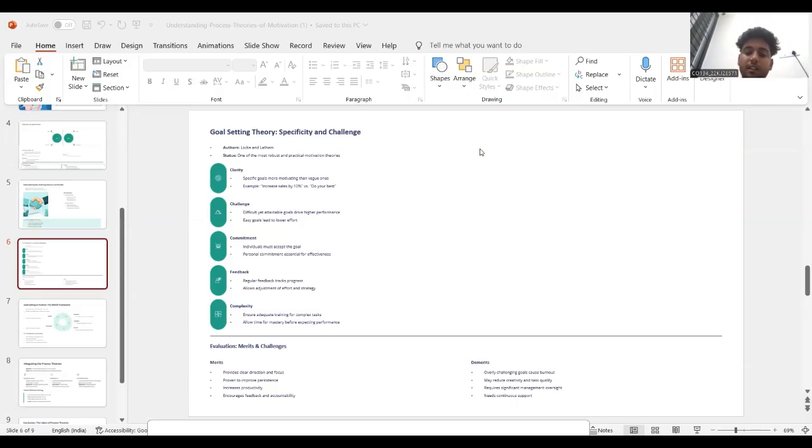The third demerit is that quality may be compromised. In trying to meet a goal quickly, employees might sacrifice quality for quantity, especially when rewards are tied only to outcomes. The fourth one is that it requires continuous feedback. Without proper monitoring and feedback, individuals might lose track of progress or direction, reducing the motivational impact. And the last one is dependence on goal commitment. If an employee is not truly committed or does not understand the value of the goal, goal setting will have little to no motivational effect.